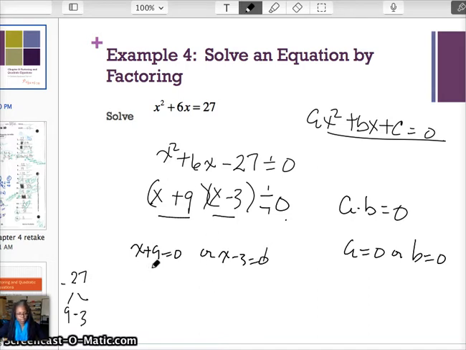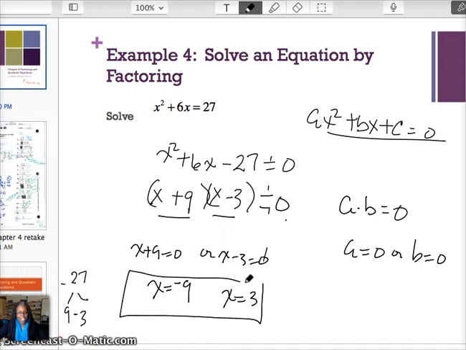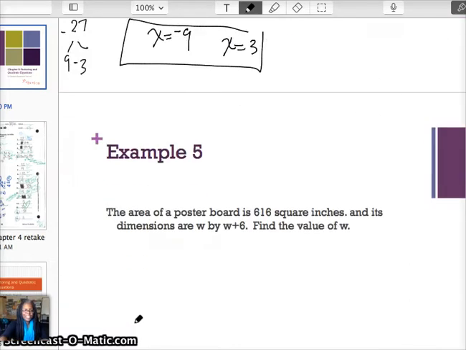So now I'm just going to subtract 9 on both sides of this equation, and I'll get that x is equal to a negative 9. And then I'm going to add 3 to both sides of this equation, and I get that x is equal to a positive 3. Voila! There are my two solutions to that problem. I like that. I hope you did too.